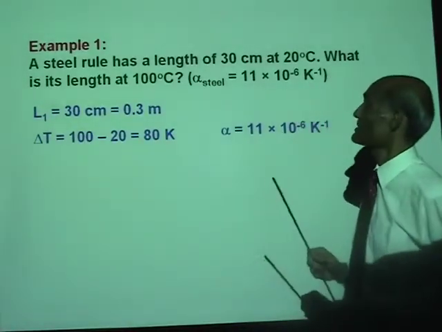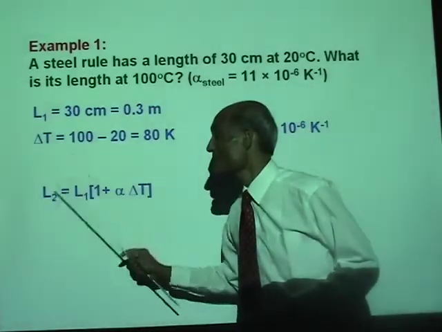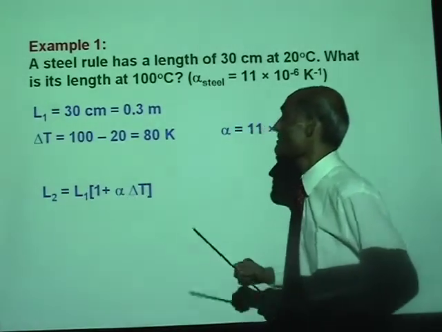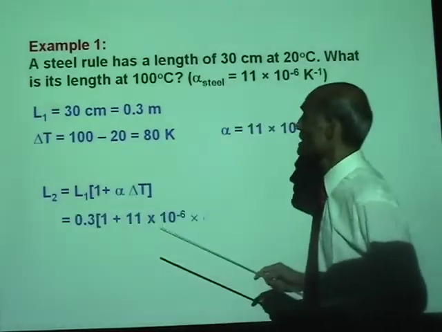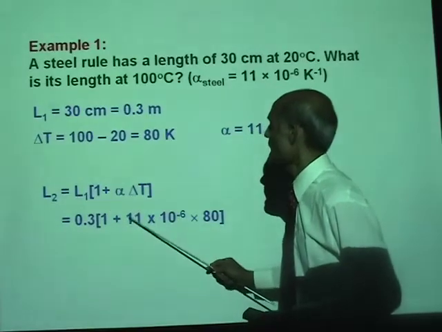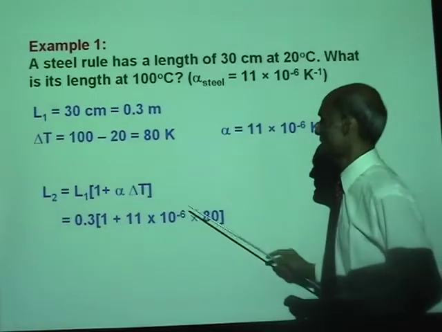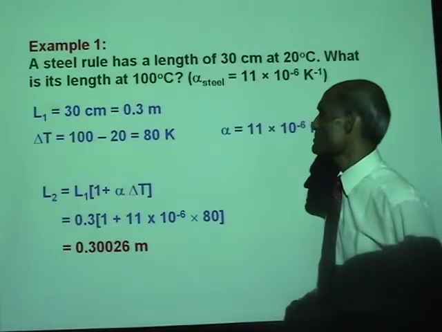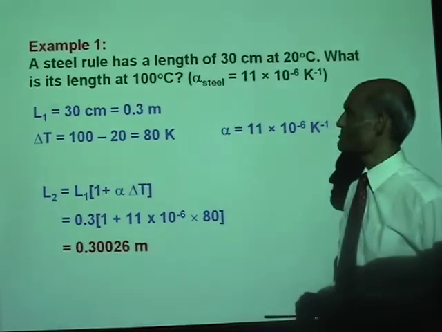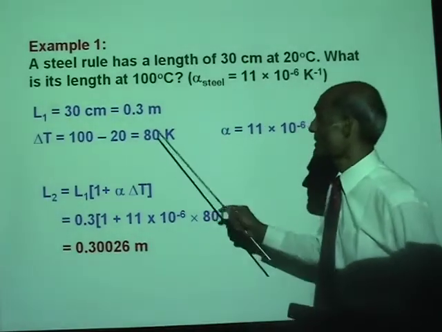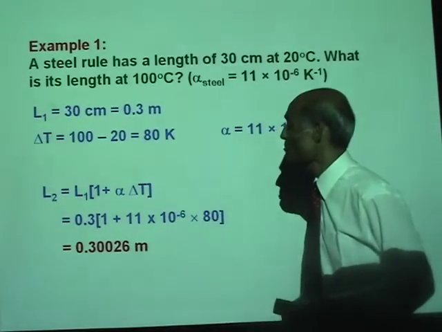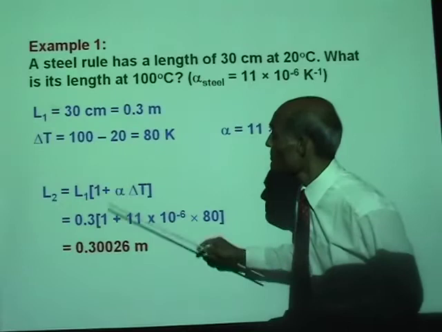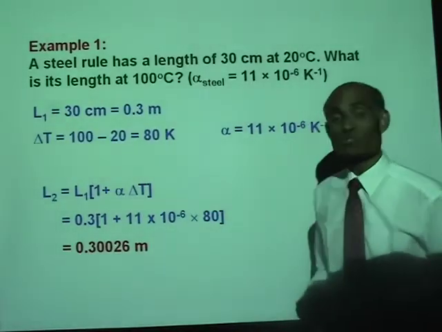So 100 degrees Celsius minus 20 degrees Celsius is 80 Kelvin. And alpha is given to us. Therefore, we go back and use that equation. You remember I told you to remember that equation? L2 equal to L1 times 1 plus alpha delta T. Now, replace all these with their values. L1 is 0.3 meter, alpha is 11 times 10 to the negative 6, and delta T is 80. And calculate that on your calculator. That gives me L2 equal to 0.30026 meter. So what is the increase in length therefore? You started with 0.3 meter, your final length is 0.30026 meter, and therefore the increase in length is this minus that, about 0.3026 meter.